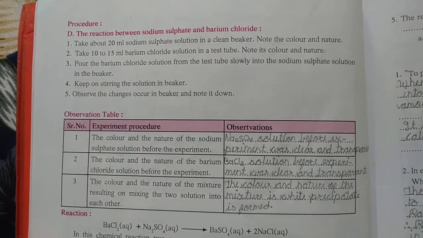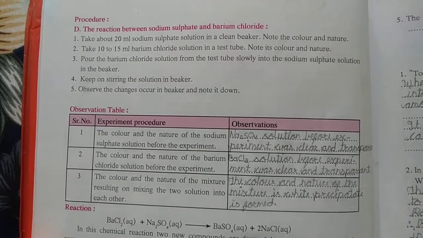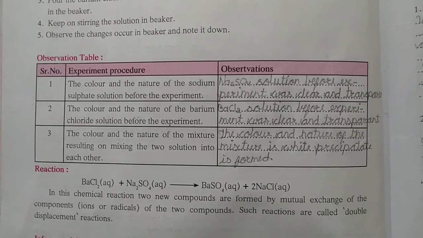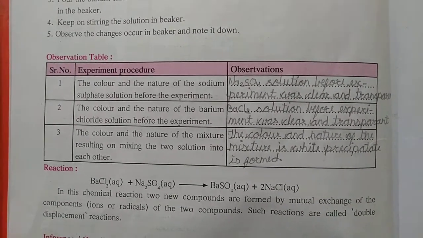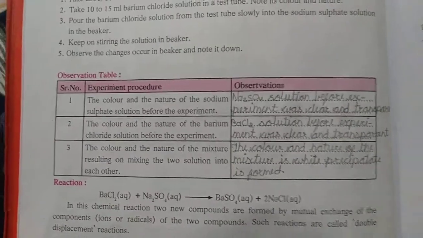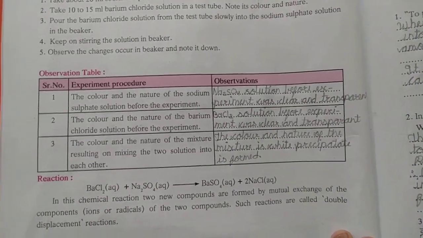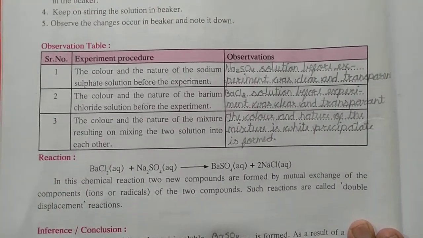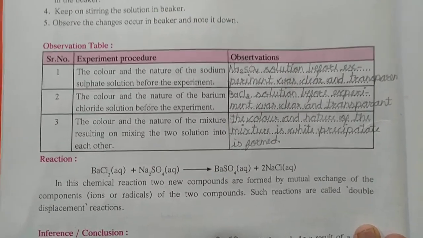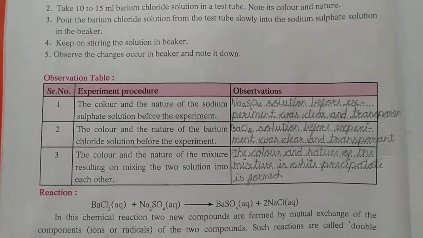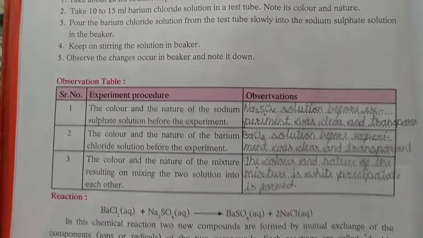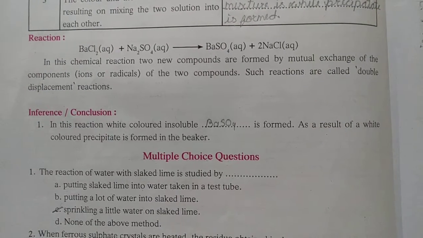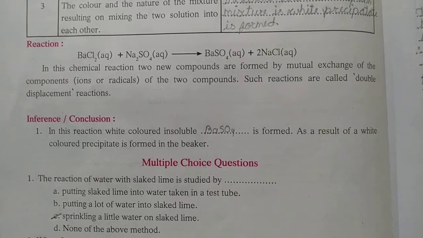D. The reaction between sodium sulfate and barium chloride. The observation table is: Na2SO4 solution before experiment was clear and transparent. BaCl2 solution before experiment was clear and transparent. The color and nature of the mixture is white. Precipitate is formed. The insoluble BaSO4 is formed.